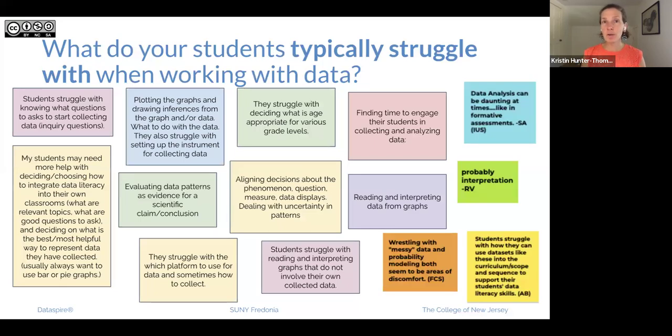Maybe it shouldn't be surprising, but it was always nice to hear, oh, it's not just me. For our faculty, there are also common themes on what pre-service teachers are struggling with in terms of working with data. So evaluating data patterns as evidence, reading and interpreting data from graphs, struggling with the platform, and probably interpretation of analyzing the data. So we're seeing some of those other components commonly coming up.